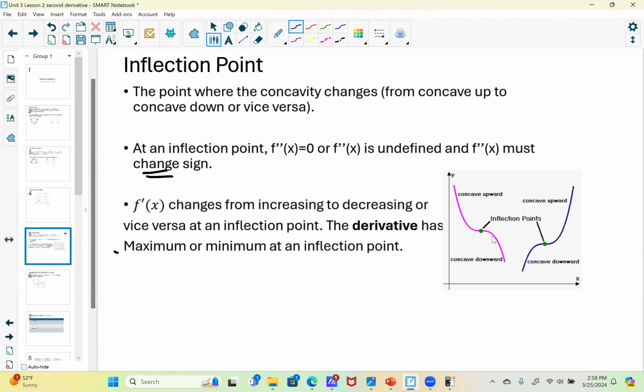And if these look familiar, inflection points often occur at plateau points. They don't have to be a plateau point, but they could be. And plateau points are usually inflection points.